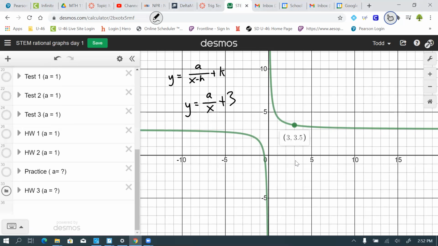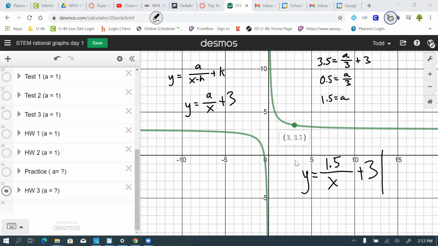Now I have to find A. So you plug in 3 for X and 3.5 for Y, and then solve. I can subtract 3 on both sides, multiply both sides by 3, and now I have my final answer. 1.5 over X plus 3.